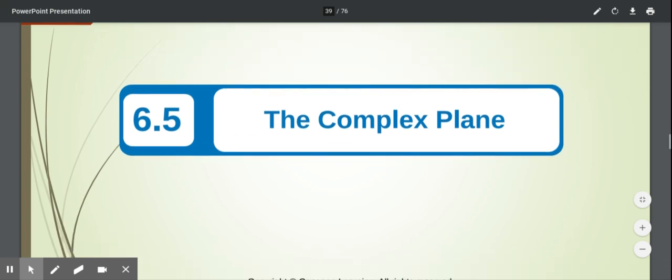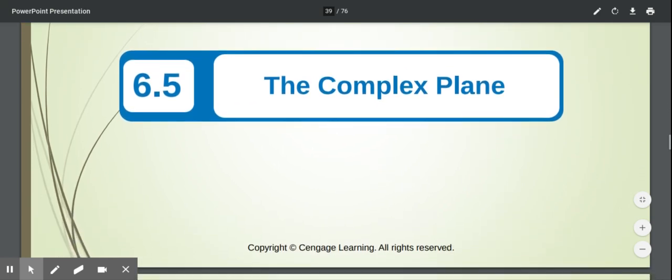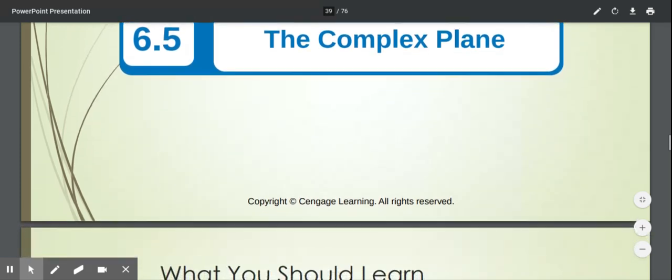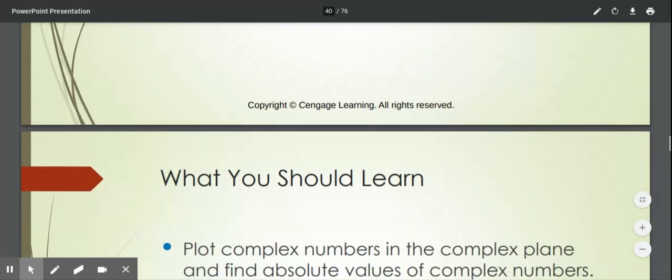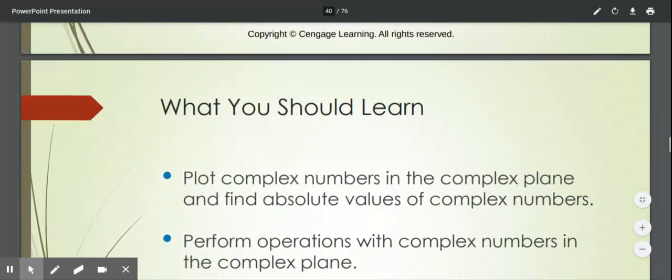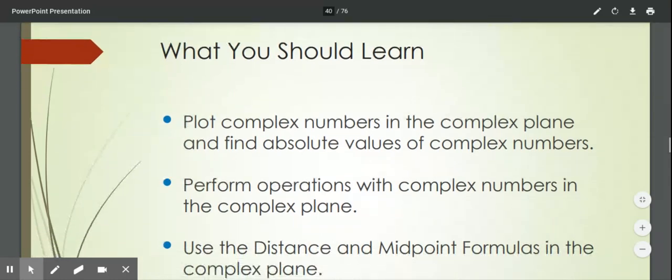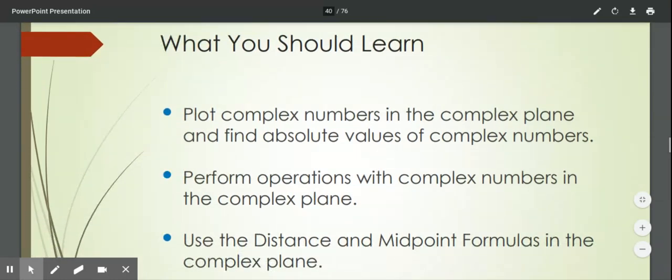All right, so in 6.5, we're going to start throwing some imaginary numbers in with all of this stuff as well, and talk about how we're going to graph imaginary numbers, and we're going to call them complex numbers. So we're going to learn how to plot complex numbers on the complex plane and find absolute values of complex numbers. Okay, and if you look at your formula sheet, there's a formula that says the absolute value of a complex number, and they give you a formula. So again, it's just using your formula sheet.